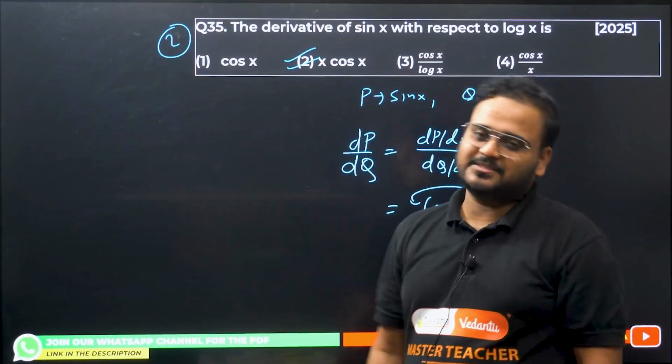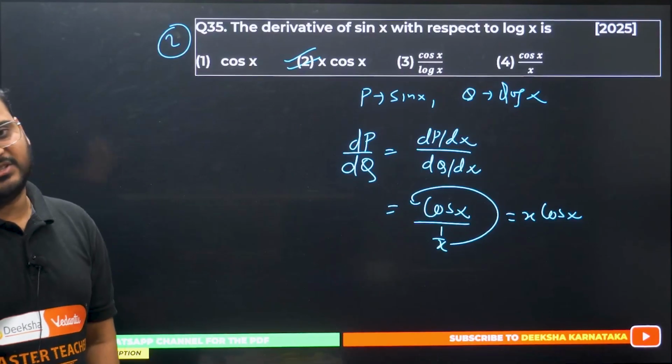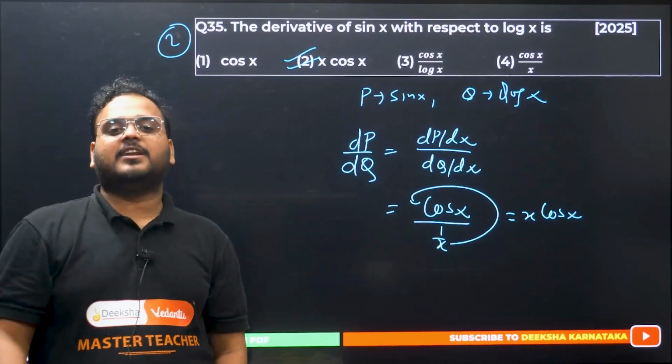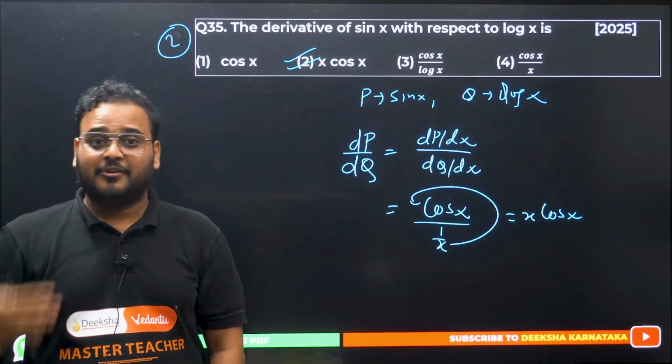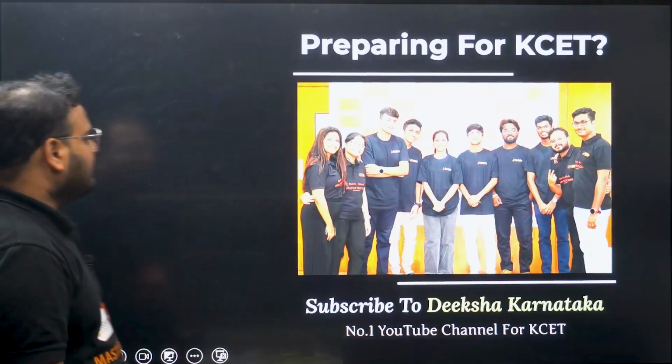And this completes our session for one of the most important, easy and high weightage chapters of your KCET preparation, of your KCET syllabus from PU2, which is continuity and differentiability. Let me know what is your feeling after solving these 35 questions with me. Okay, and so that is it for today.